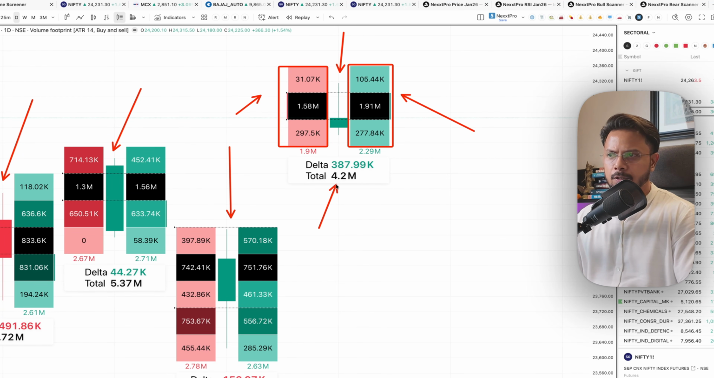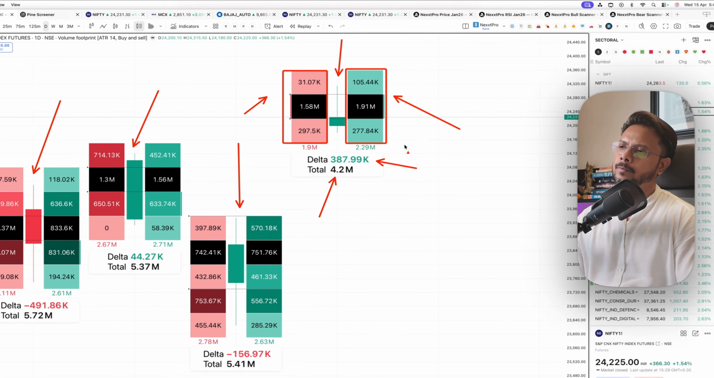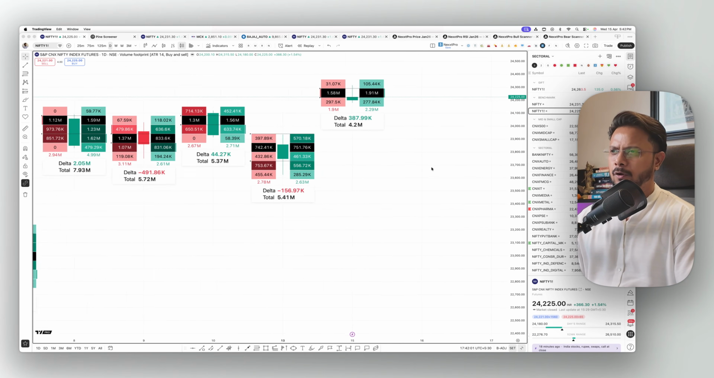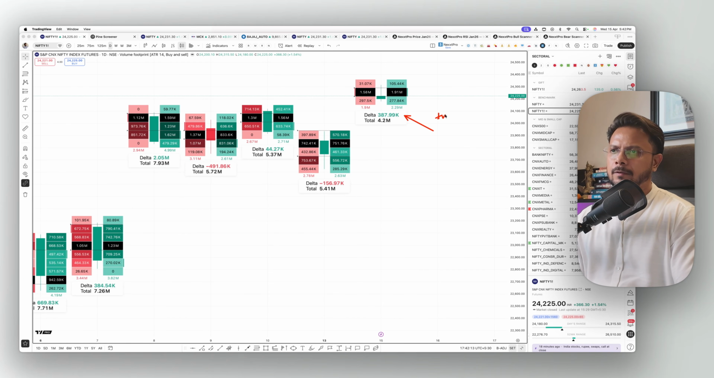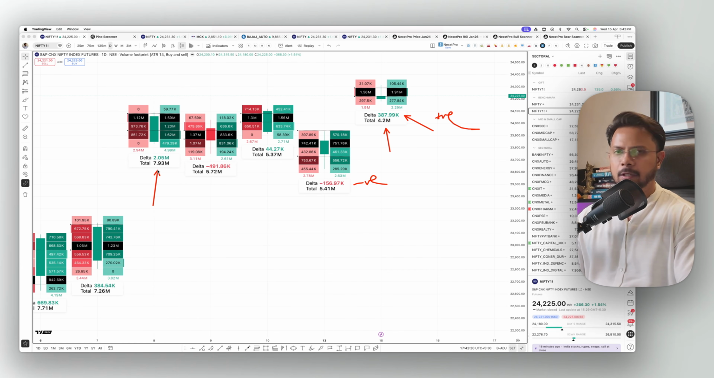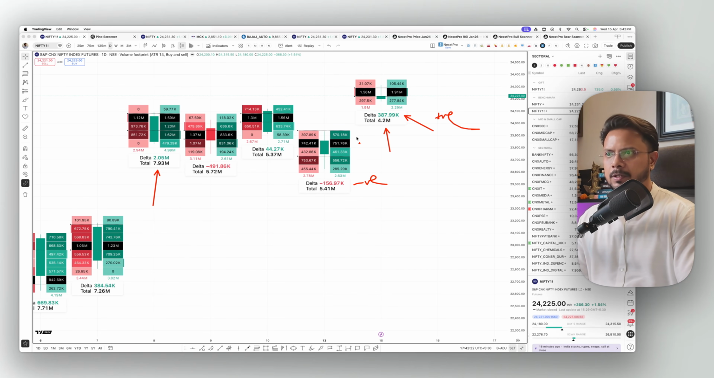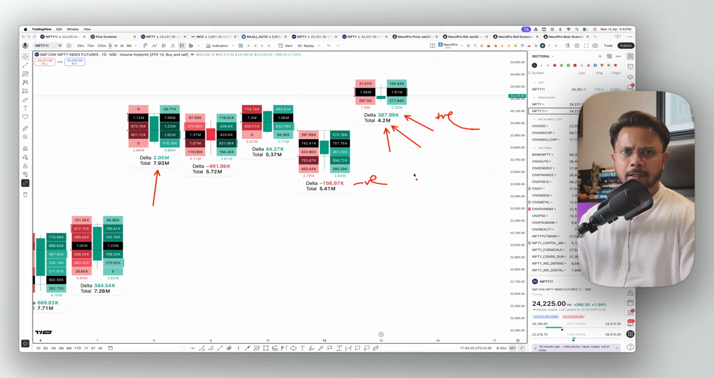The total volume, which is over here for the Nifty, is 4.2 million shares, and the delta, which is buy volume minus sell volume. Now, prima facie, for a simple layman, common sense, nothing detailed: a positive delta is a positive sign. A negative delta is a negative sign. Higher the volumes are better, of course. 7.93 million shares, of course, is more participation than 4.2 million shares and things like that.